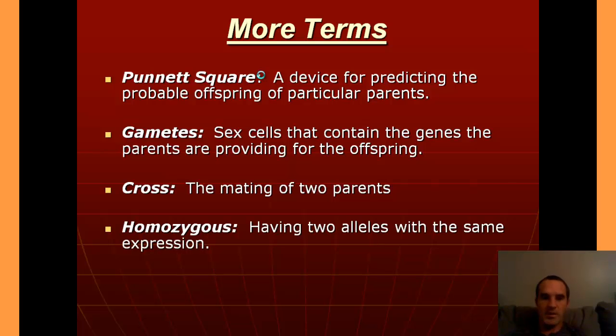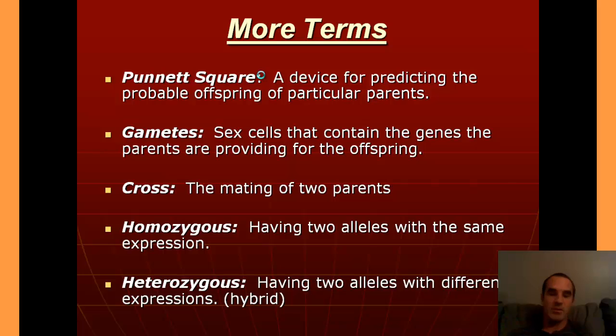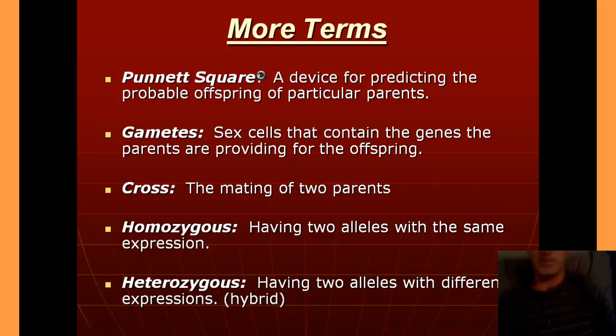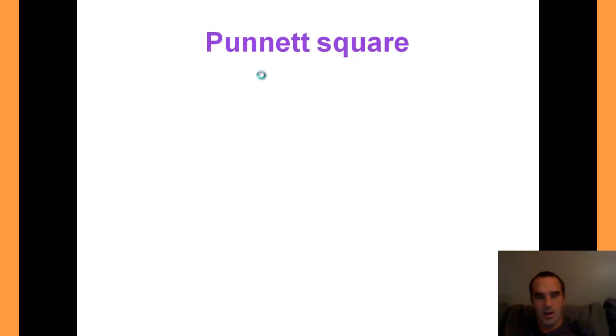And then the next word is homozygous, and that's when you have 2 alleles with the same expression. And heterozygous is when you have 2 alleles with different expressions. In Mendel's cross, he called those hybrid. So homozygous, when we write them as letters, would be 2 of the same size letters. So 2 capital letters or 2 small letters would be homozygous. Heterozygous is when you have 1 capital and 1 small letter in your cross. And you'll see it now when we talk about Punnett squares.